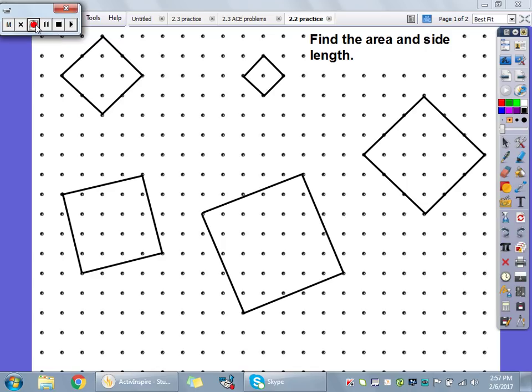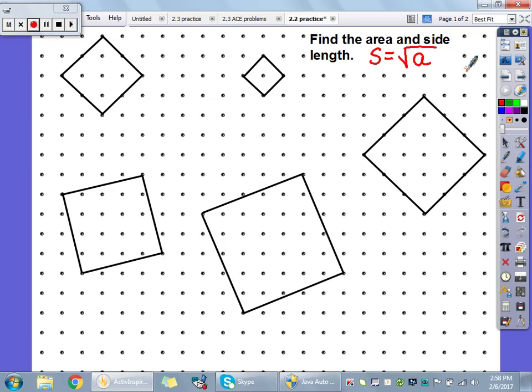Basically what we want you to be able to do is to remember that the area and the side length are related. If you take the square root of the area, that gives you the side length. So the way that we find the area of a square is by, we'll practice with this one up here. The first thing that we want to do is draw a box around the outside, and we want to make sure that that box touches all the vertices.